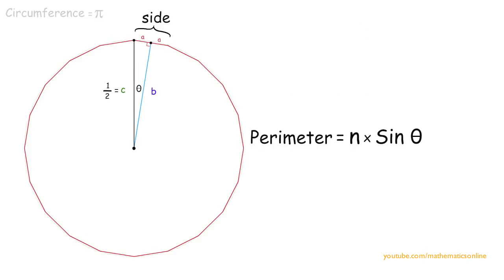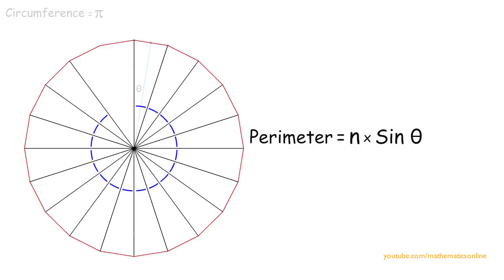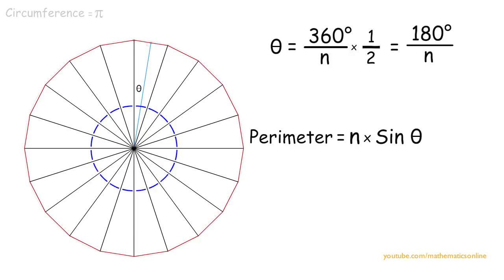Finally, we must find what angle theta is equal to. If we connect all the vertices of the polygon to the center, we can see that each individual angle is equal to 360 degrees divided by the number of sides of the polygon. And theta is just equal to 1/2 of one of those angles. So theta is equal to 180 degrees over n. Therefore, the perimeter of the polygon is equal to n times sine of 180 degrees over n.